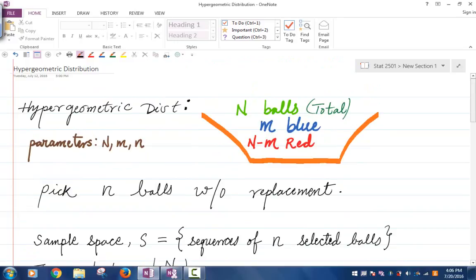In this video, we look at the hypergeometric distribution. It has three parameters: capital N, small n, and small m. So consider an urn containing a total of capital N balls. M of them are blue, and so the remaining capital N minus M are red.